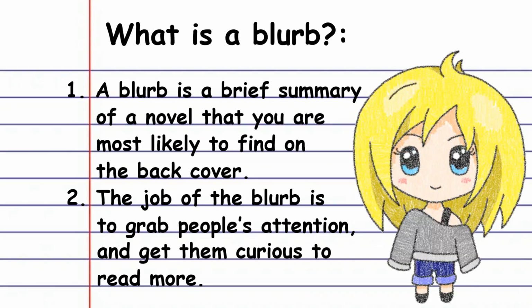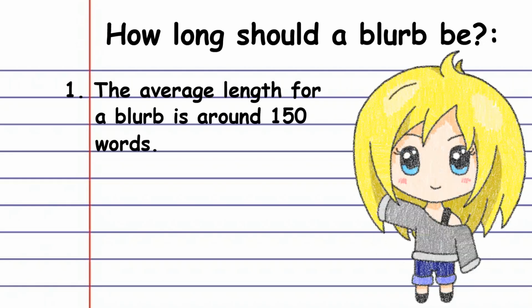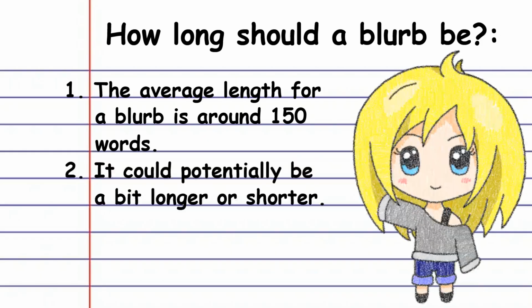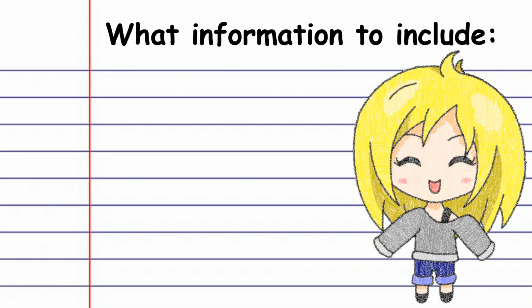Basically, if a person reads your blurb and decides, this book sounds awesome, I want to read it, then it is doing its job. If you're wondering how long your blurb should be, I believe that the average length for a blurb is around 150 words. It could potentially be a bit longer or shorter, but I'd say that anywhere between 100 and 200 words is the golden zone. But what information should you include in your blurb?